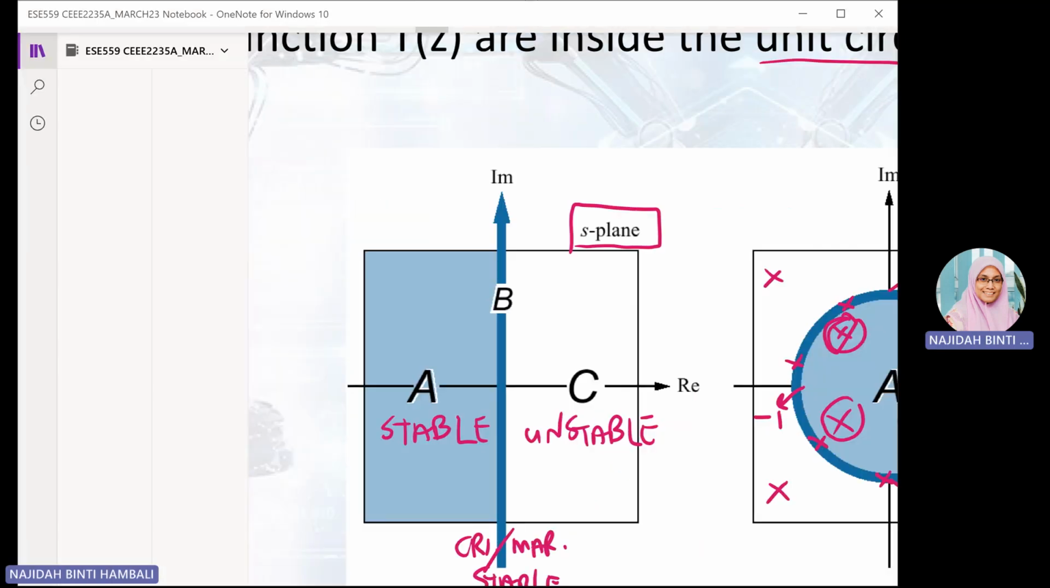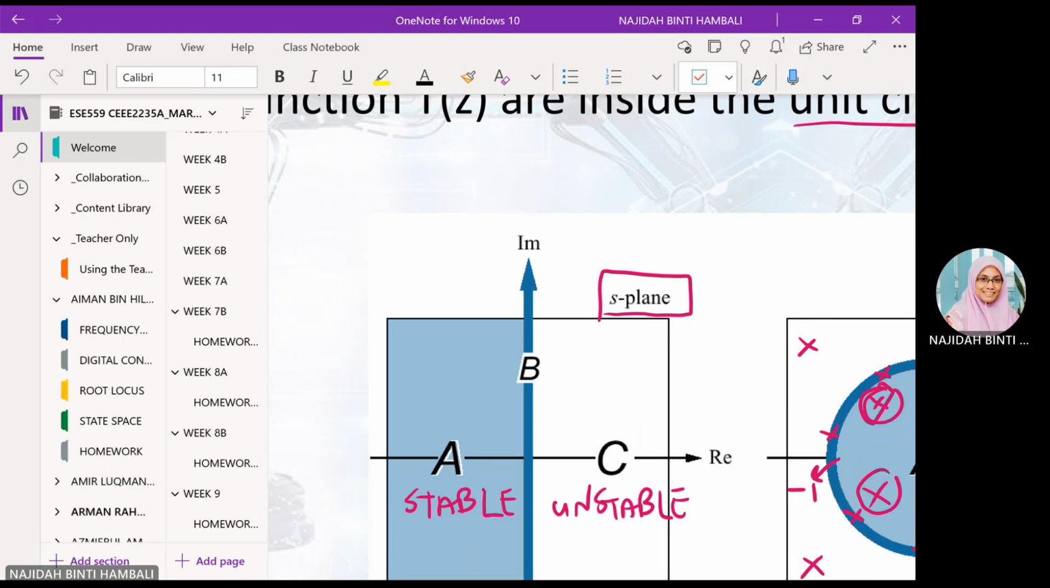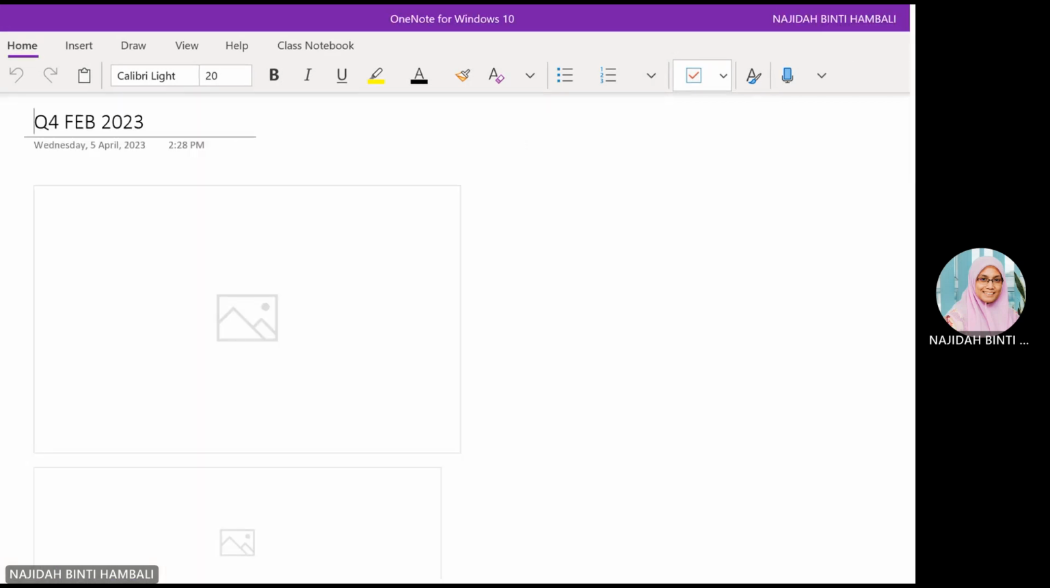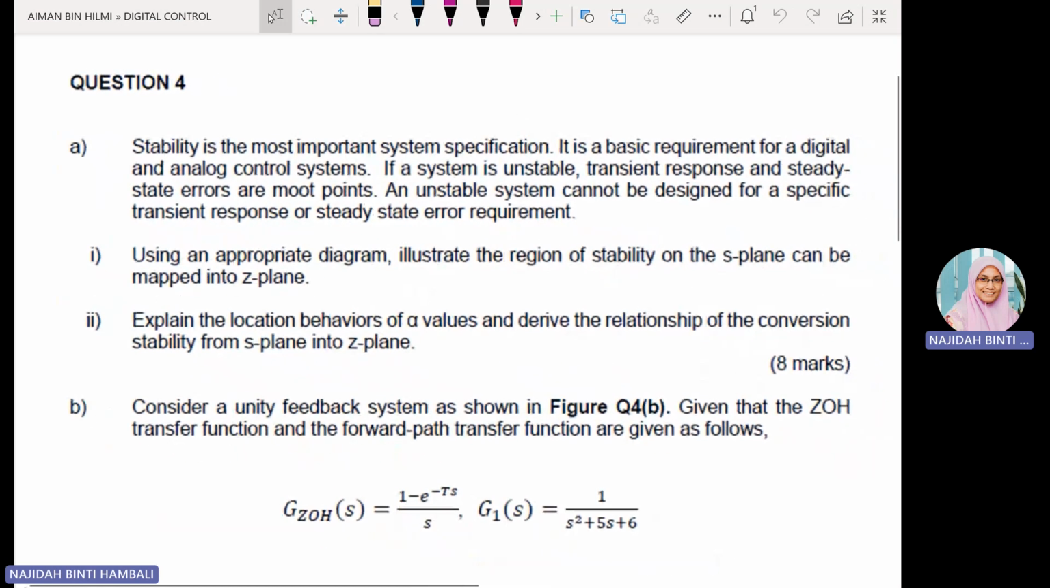Okay, nanti siapa yang buat soalan ni, tolong check. Tengok soalan pertama. Soalan pertama, soalan 4A untuk theoretical question.